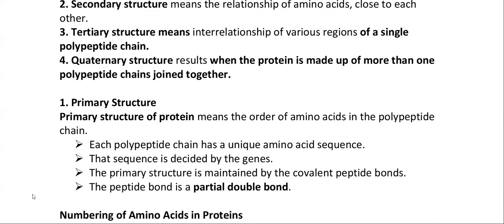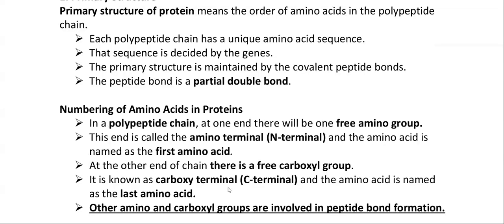Number one, primary structure. Primary structure of protein means the order of amino acids in the polypeptide chain. Each polypeptide chain has a unique amino acid sequence. That sequence is decided by the genes. The primary structure is maintained by covalent peptide bonds. The peptide bond is a partial double bond.